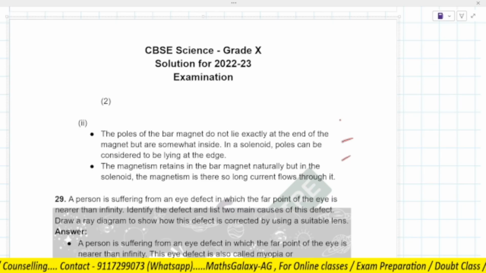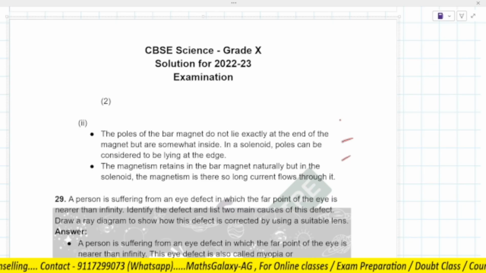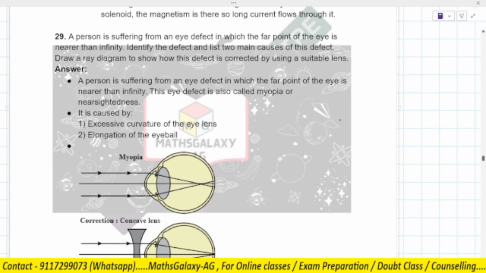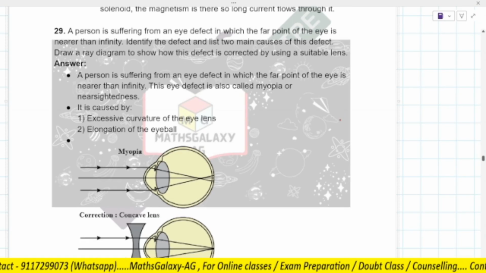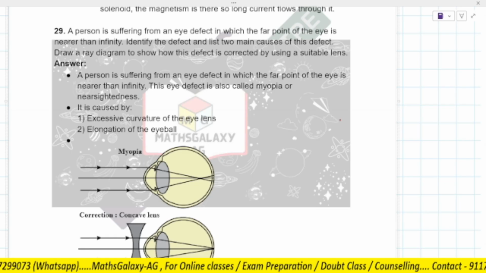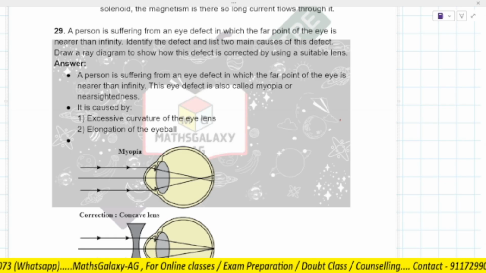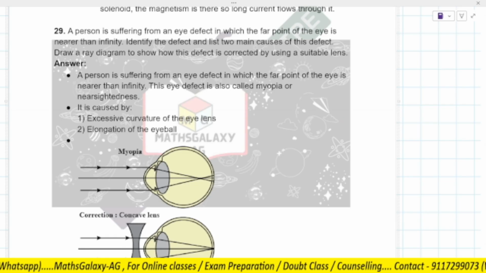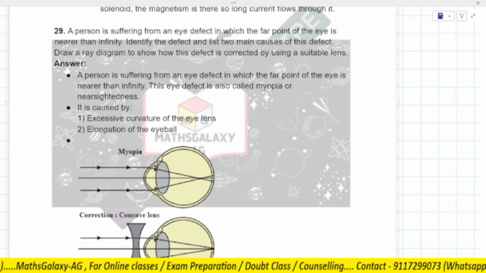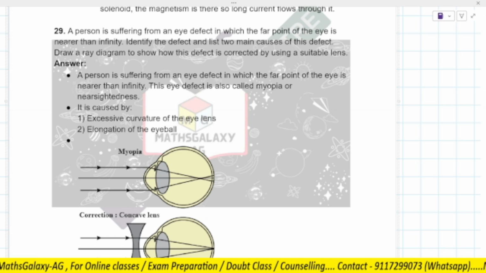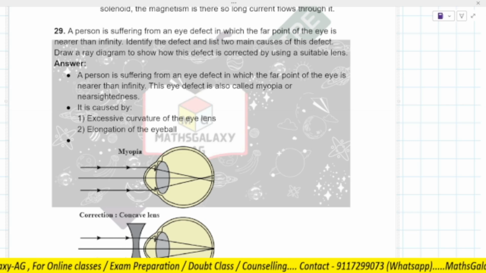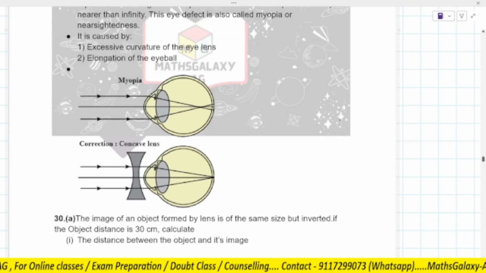This question also came in your pre-board exam, so you can do it now. A person is suffering from an eye defect in which the far point of the eye is nearer than infinity. This eye defect is also called myopia, or nearsightedness. It is caused by excessive curvature of the eye lens and elongation of the eyeball.